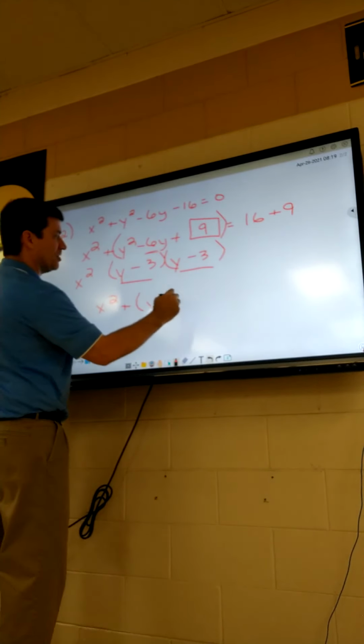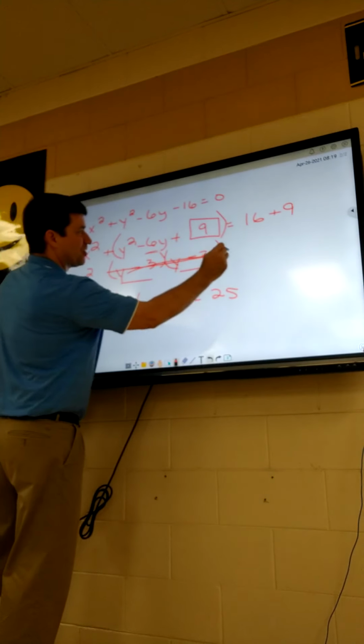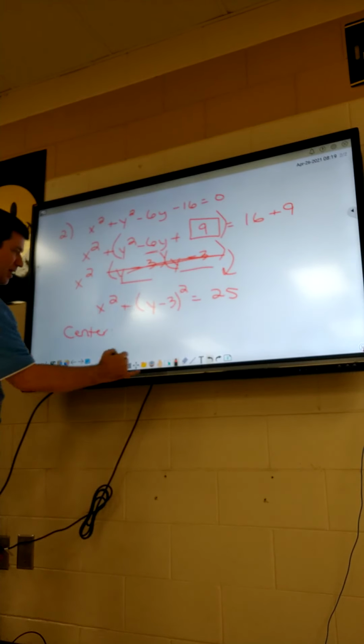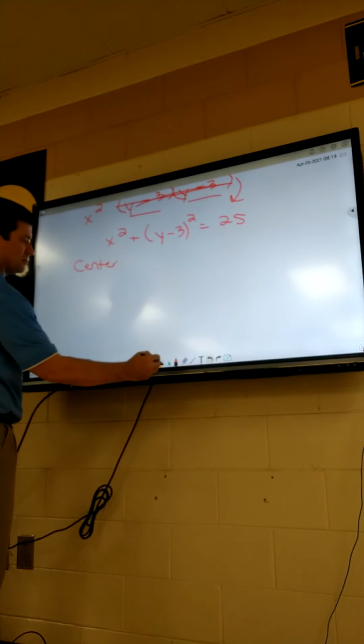So I'm hoping you guys can skip this step and go straight to this step. I think if we practice these a little bit, we'll be able to do that. All right, so same thing. We got to find the center of the circle, and we got to find the radius.